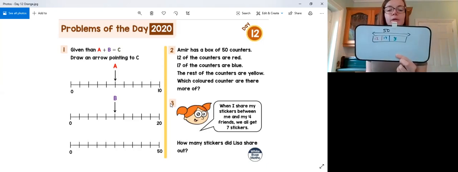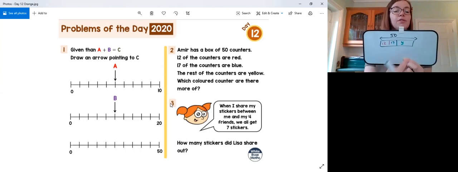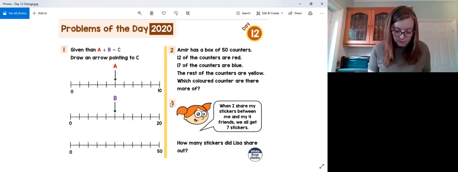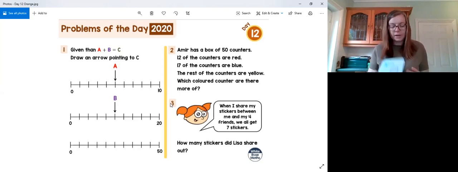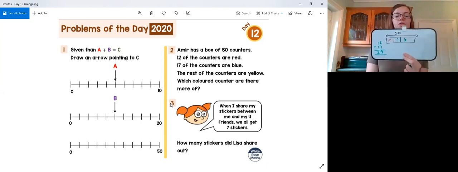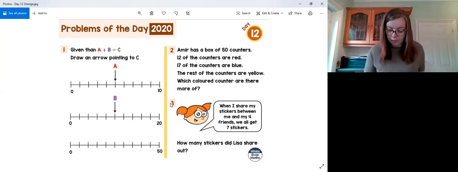How many yellow? Well, we know by now that we need to figure out what these parts are worth to figure out the gap to the whole of 50. So 12 plus 17, 2 plus 7 is 9, and 1 plus 1 is 2. So that equals 29 in total. Now to figure out how many yellow there are, it is the gap or the difference between the 29 red and blue and the 50 total. So we're going to do 50 take away 29.